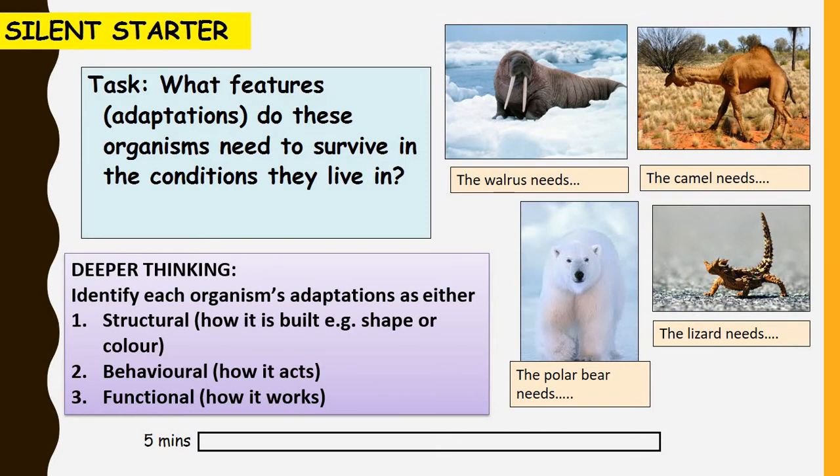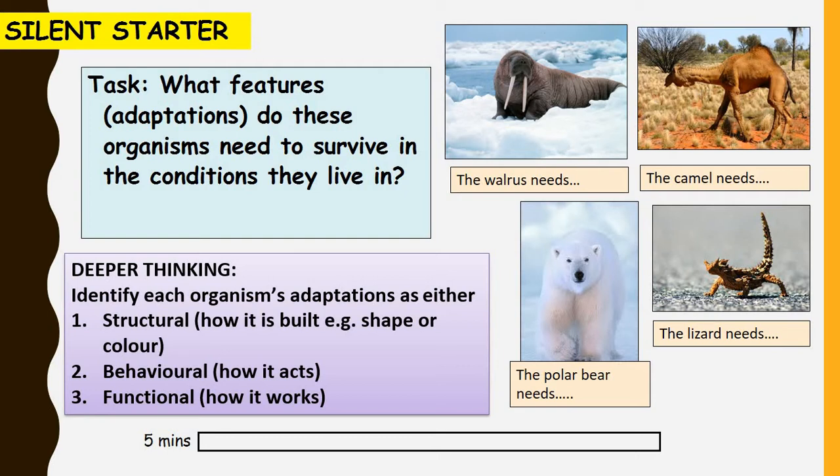And then we're going to get straight into what would normally be our starters. What features or adaptations do these organisms need to survive in the conditions they live in? So we're thinking about the demands of the habitat, and the demands that are placed on that animal, and what adaptations, special features do they have in order to survive. So you can pause the video. If you want to make notes, you can. If you just want to think about this, that's absolutely fine. You have made some preliminary notes already, so don't feel like you have to make extra notes, but you can if you want to.